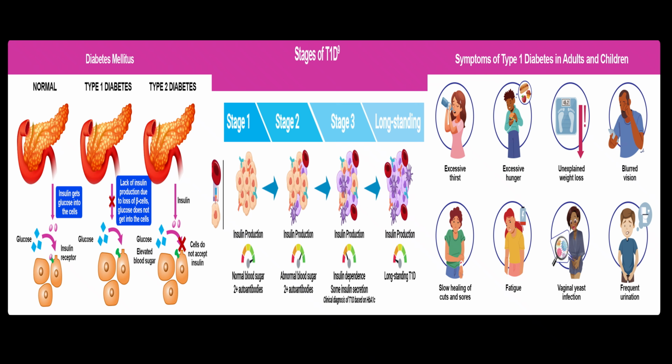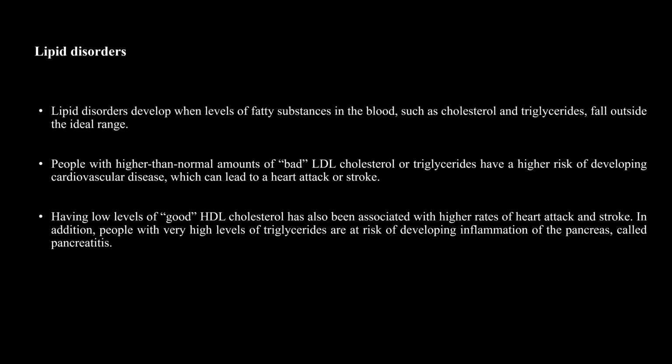Diabetes mellitus: pancreas damage, with glucose not accepting insulin. Stage 1, stage 2, stage 3, long standing. Symptoms of diabetes in adults and children: excessive hunger, unexplained weight loss, blurred vision, vaginal yeast infection, frequent infections. Next, lipid disorders.